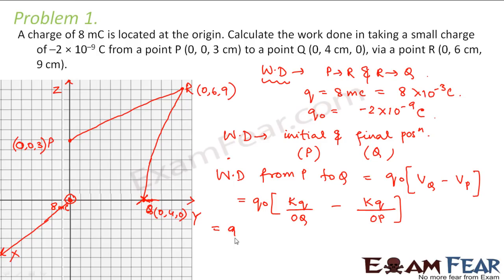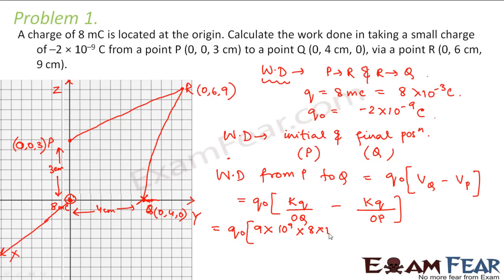Now in the question it is already mentioned that the values of OQ and OP are given. The value of OQ is nothing but 4 centimeters. Similarly, OP is nothing but 3 centimeters. Correct? So let us put these values now. So K is 9 into 10 to the power 9.